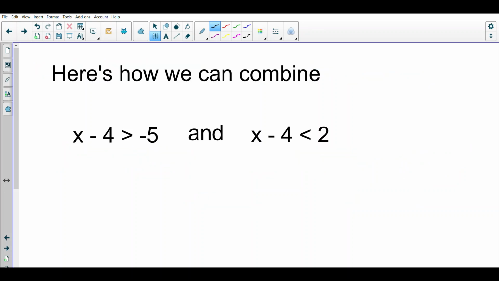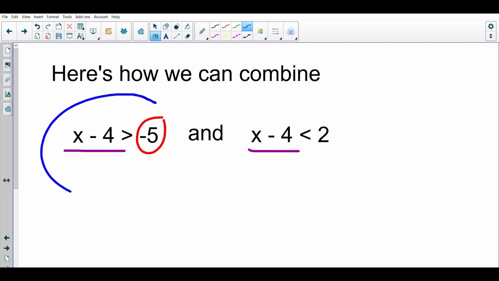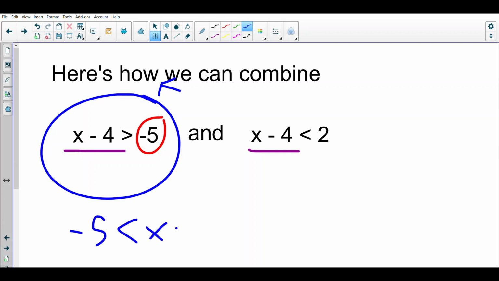So now, here's how we combine. If you have the same parts on the variable sides, we can combine them. Since this is the case, we can reverse one of these. Typically you want to reverse the smaller of the two. So -5 is smaller than +2. We can take this whole thing and spin it. So it becomes -5 is greater than x minus 4.